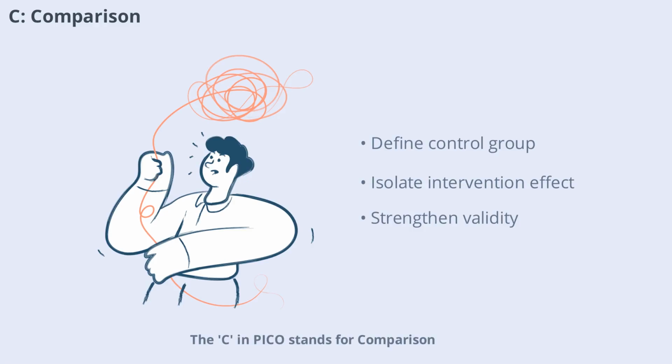C in PICO stands for comparison. This element identifies what you're comparing your intervention against. It could be a placebo, the current standard of care, or no intervention at all. Having a clear comparison group is essential for interpreting the effectiveness of your intervention. It helps isolate the impact of the intervention and strengthens the validity of your findings.